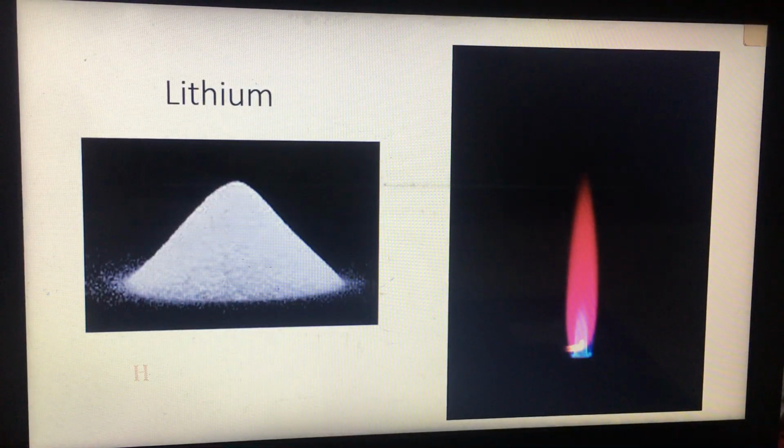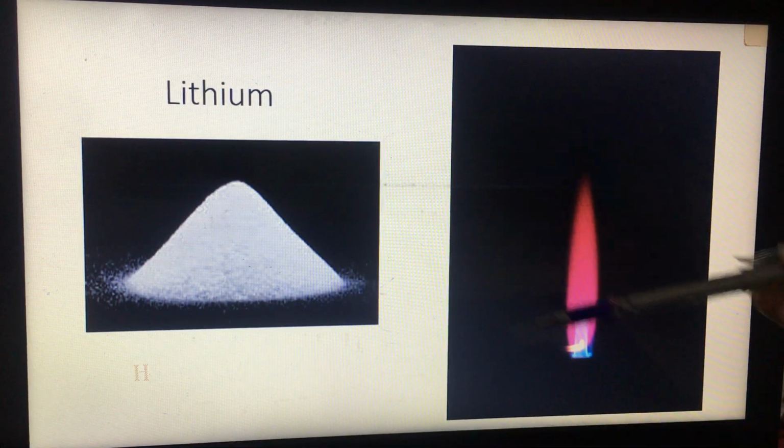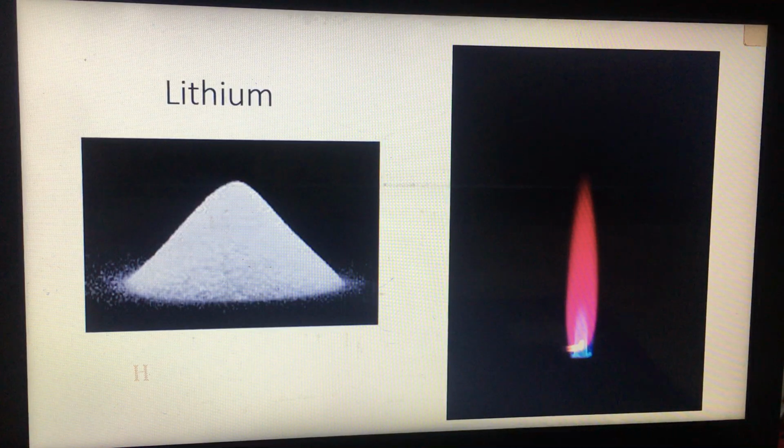So let's start with lithium. The first metal is lithium. When we heat lithium, that will produce a flame, and this flame has a crimson red color. This is the crimson red color. So you have to memorize the color of the flame. So again, lithium has the first flame, crimson red.